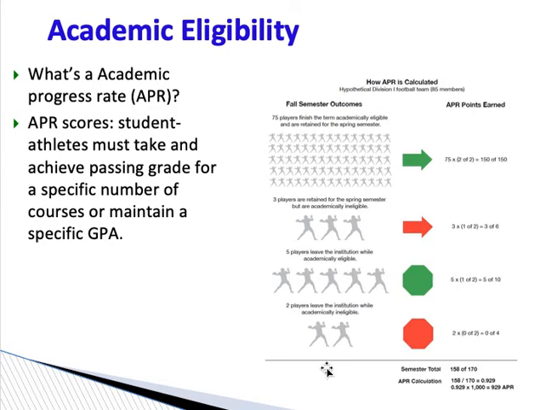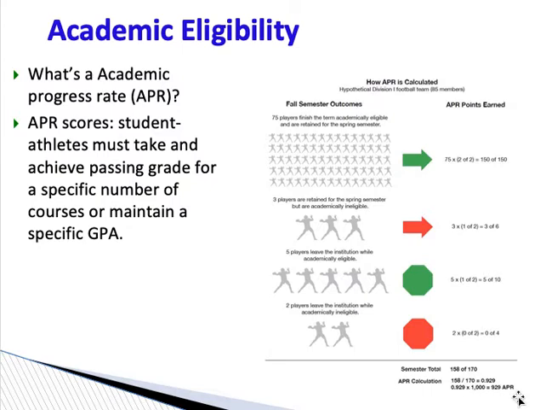If a student is not meeting those two requirements, they will get 0 points. Then we calculate all those things together and divide it by the maximum points that can be received by each particular team, and multiply it by 1,000, and we get this APR score.